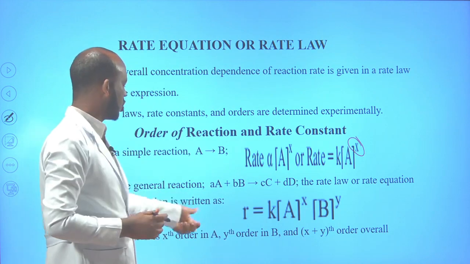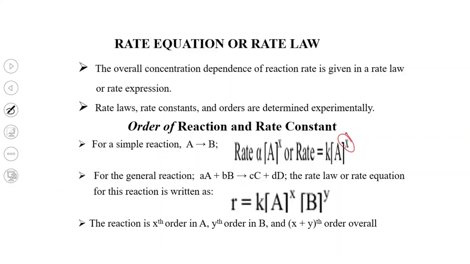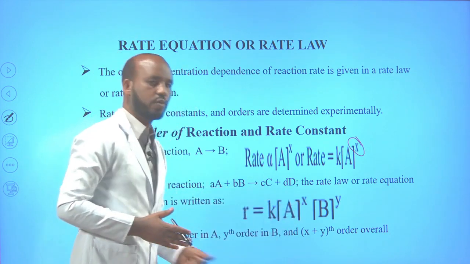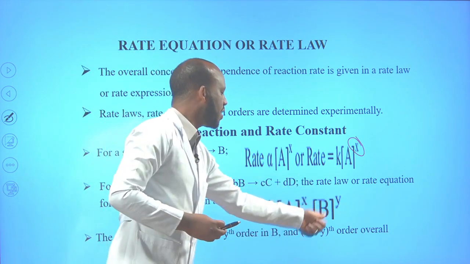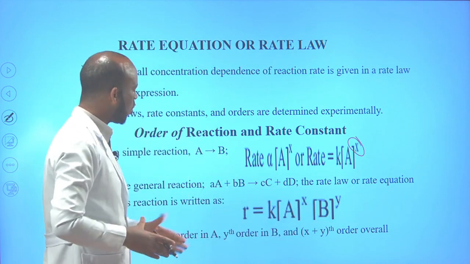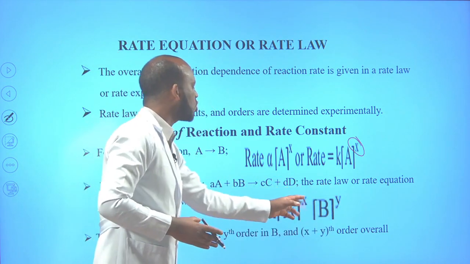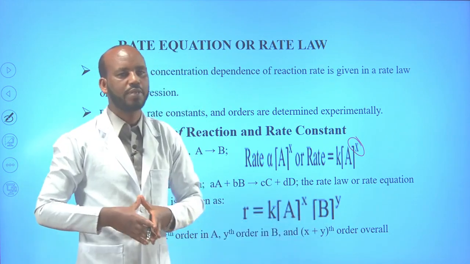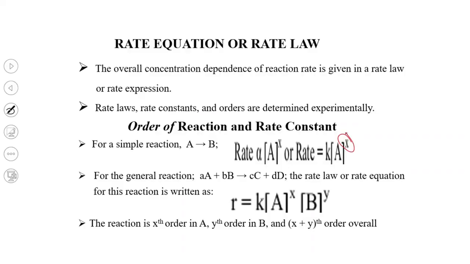For the general reaction aA plus bB to form cC plus dD, the rate law or rate equation for this reaction is written as rate equals K times the concentration of A raised to X times the concentration of B raised to Y. The order of reaction with respect to A is X. The order of reaction with respect to B is Y. The overall order of this reaction is X plus Y. X and Y are obtained experimentally.